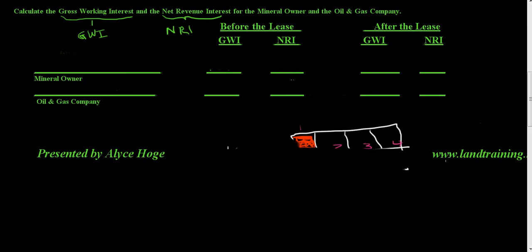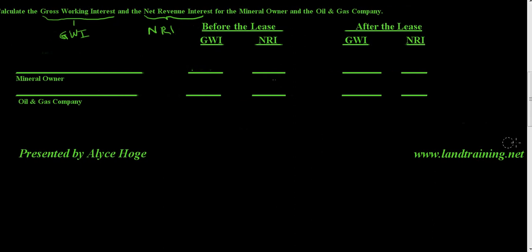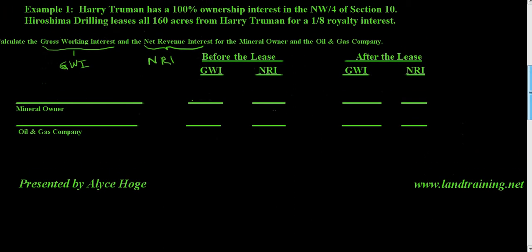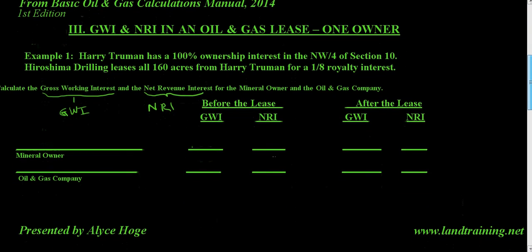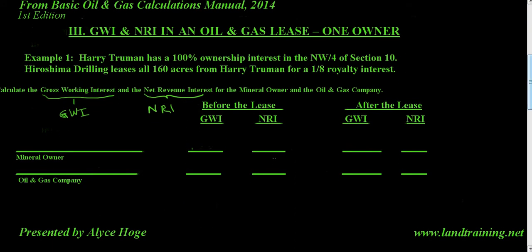All right, so now we're going to look at this real life example. Well, not a real life example, but a fact pattern anyway. And it is in your book under chapter 3, and it's example 1. So let's look at the facts here and apply what we just learned as far as the working interest and the gross working interest.